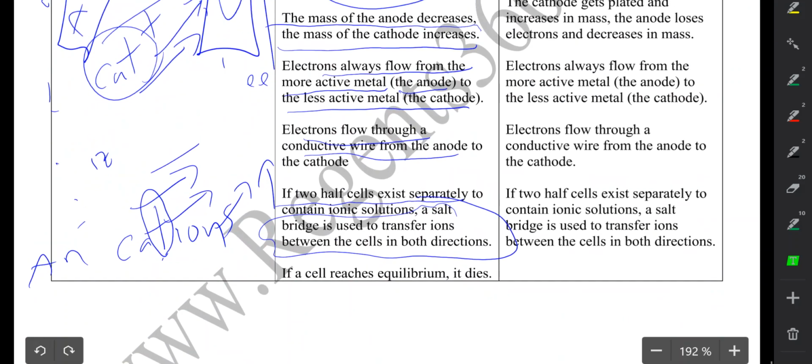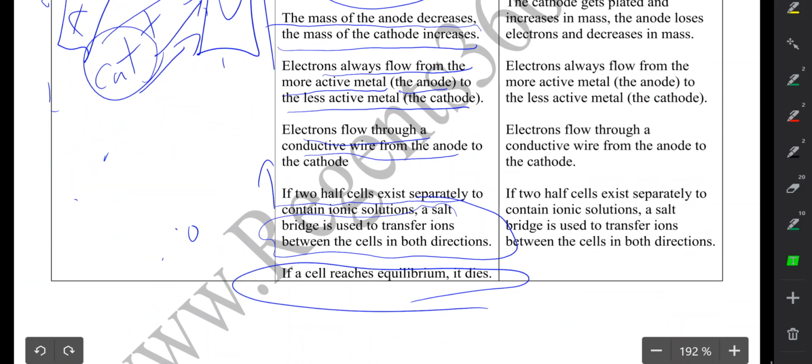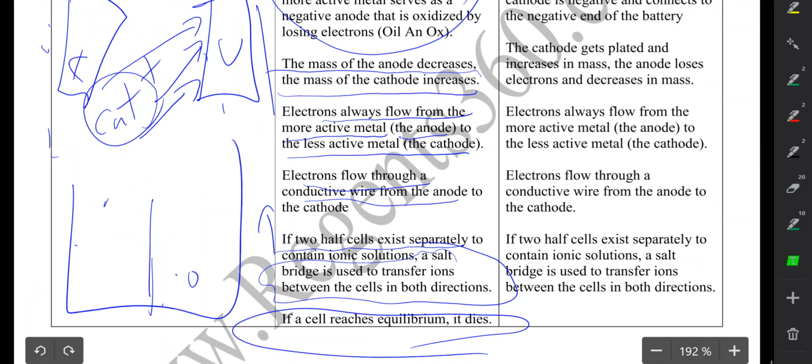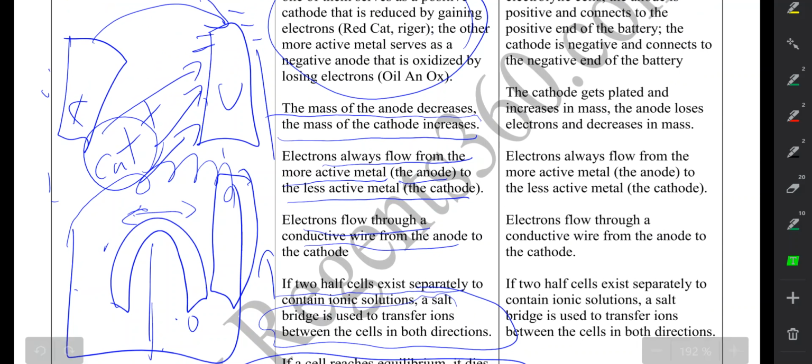Okay. If the cell reaches equilibrium, the cell dies. And how do you know the cell reached equilibrium? That is when the salt bridge that you had starts moving ions at the same rate to the right and to the left. So the speed at which it moves cations to the right equals the speed at which it moves anions to the left, and there will be absolutely no more electricity generated in this case. And all the electrons will end up making their way to the cathode, and then we have no more electrical energy being produced. If you remove the salt bridge also, you kill the cell, because the salt bridge kind of completes the circuit.